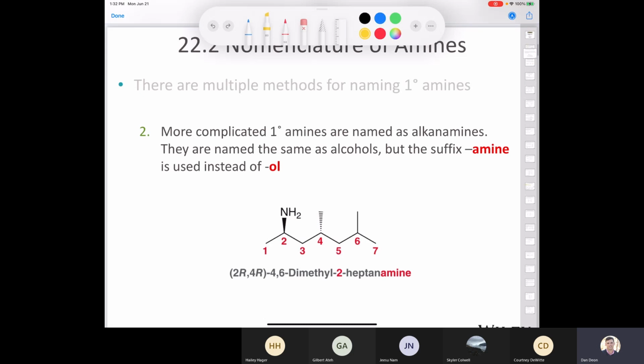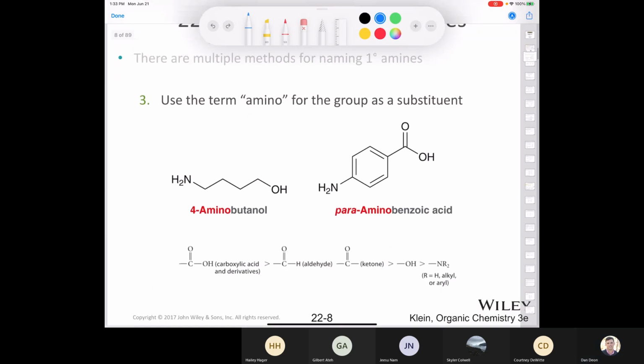So if we look at the longest carbon chain here that contains the amino group, it's got 7 carbons. So this is some kind of 2-heptanamine, right? Instead of 2-heptanol, you would say 2-heptanamine. And then we have 2 methyl groups. This one is not a stereocenter, but the stereochemistry at both carbon number 2 and carbon number 4 is R. And so we have 2R, 4R, 4,6-dimethyl-2-heptanamine. So again, it's just like an alcohol, except you replace ol with amine. And again, that longest carbon chain has to contain that nitrogen group on it.